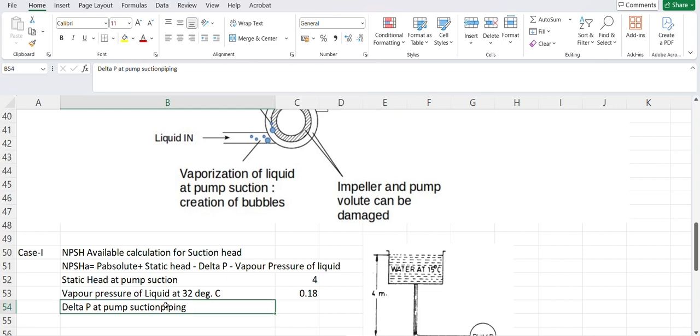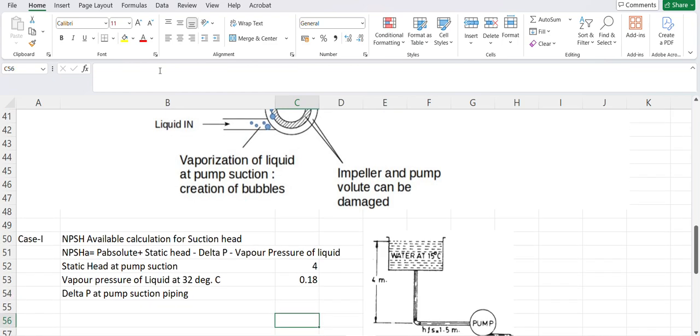Okay, so I have already explained how to calculate the pressure drop across the piping. Based on the length of that piping, and using the simple Darcy-Weisbach equation, you can calculate the pressure drop across the pump suction piping. Here, for reference purposes, I have already taken the calculated values.